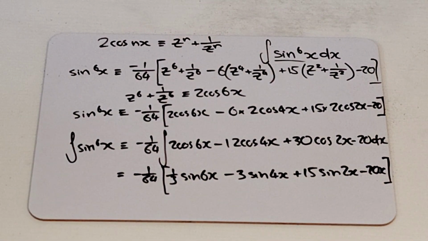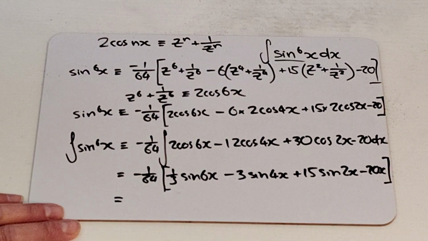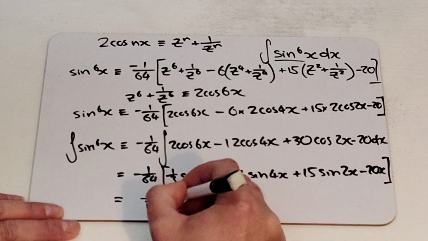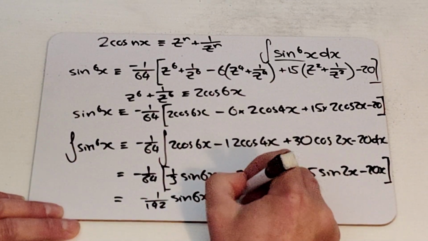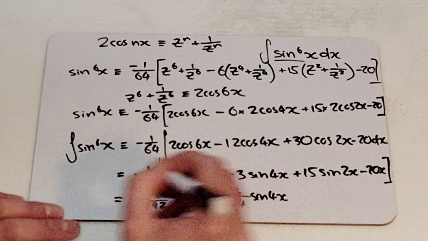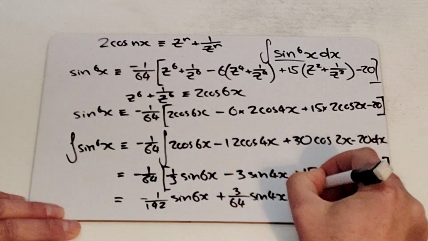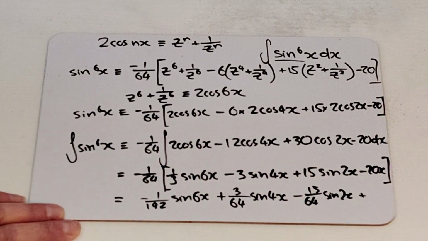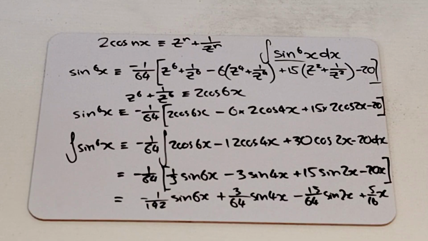Okay, so what we can now do is simplify that yet further. We end up with 3 times 64 is 192, so it's negative 1 over 192 sine 6x. The next one's going to be positive 3 over 64. I cannot simplify that. Sine 4x. And then the next one is going to be minus 15 over 64. Once again, doesn't simplify. Sine 2x. And then finally we've got plus 20 over 64, 10 over 32, 5/16 x. Okay, I'm not going to put my plus c in because it won't fit.